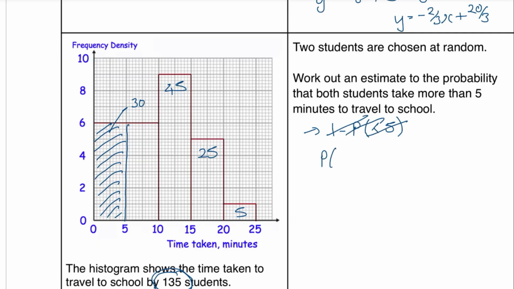So actually the probability that the first person is greater than 5 is 105 over 135. And the probability the second person is greater than 5 is 104 over 134, one less person to choose from and one less person that I can pick. Multiply these numbers together, so 105 times 104 divided by 135 divided by 134 gives me 364 over 603. So the answer to this one is going to be 364 over 603.